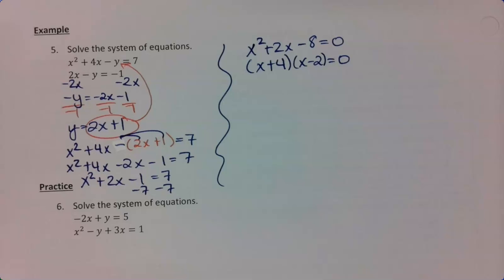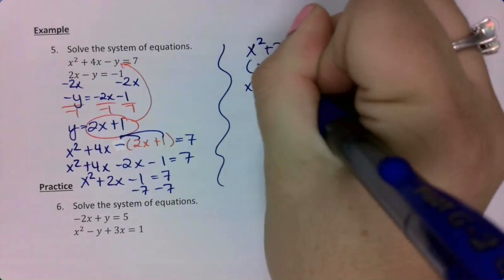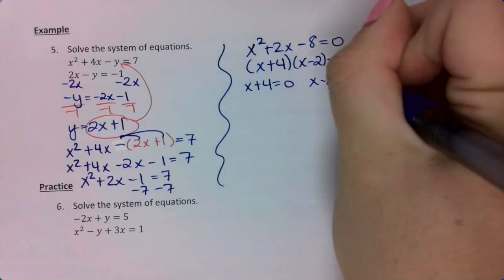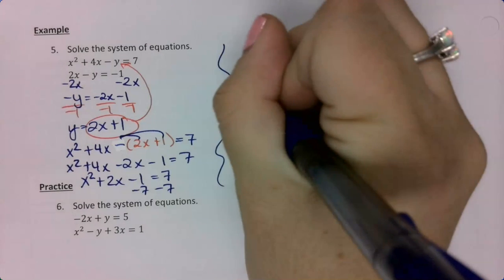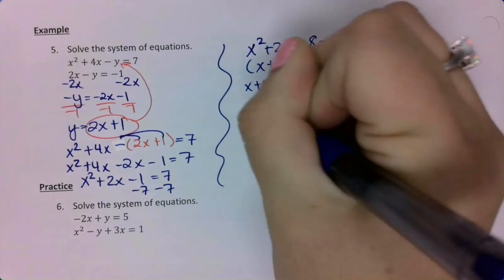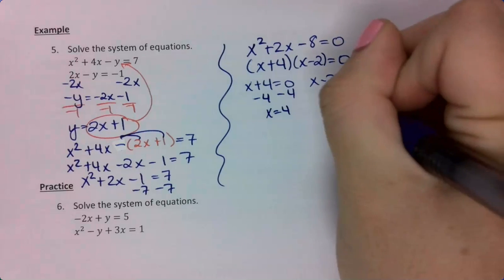Okay, what do I do after this? I set each of my factors equal to 0 by the zero product property. Okay. And then I want to solve each of them. So the first one I want to subtract 4 on both sides. And the second one I want to add 2 on both sides.